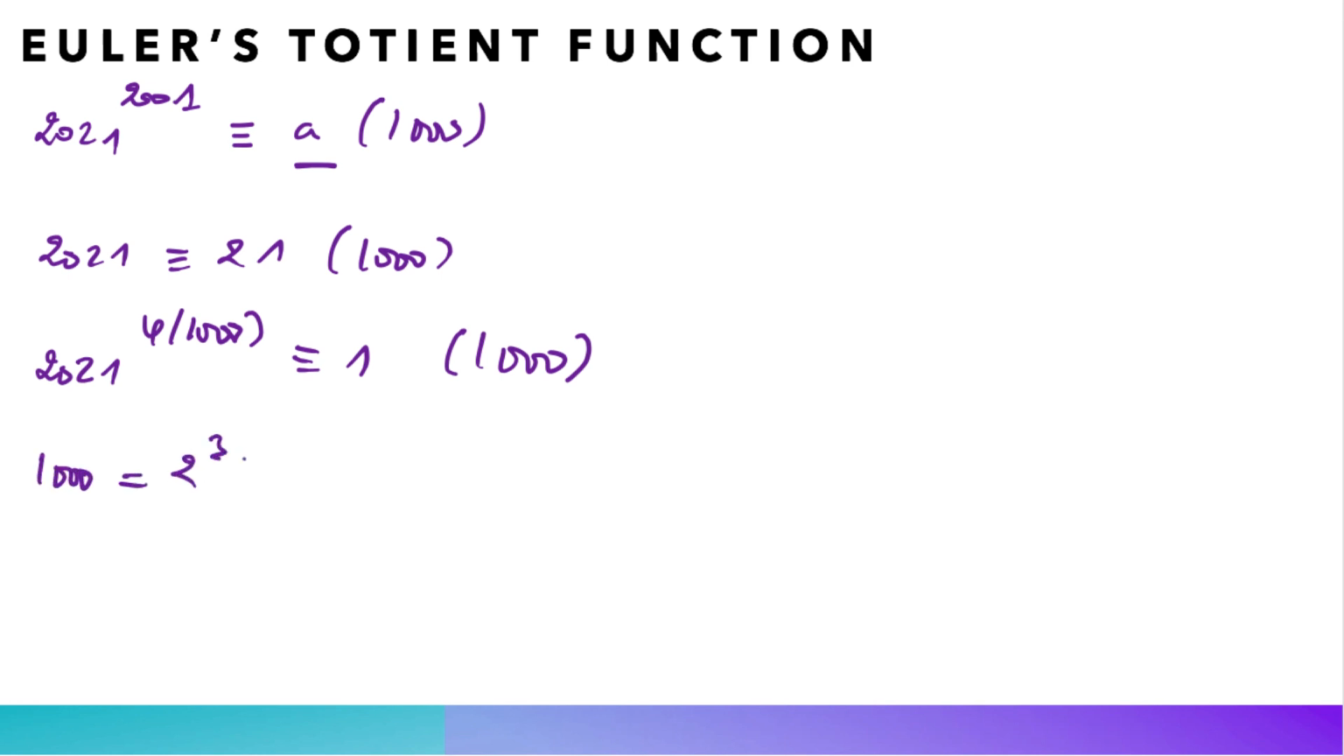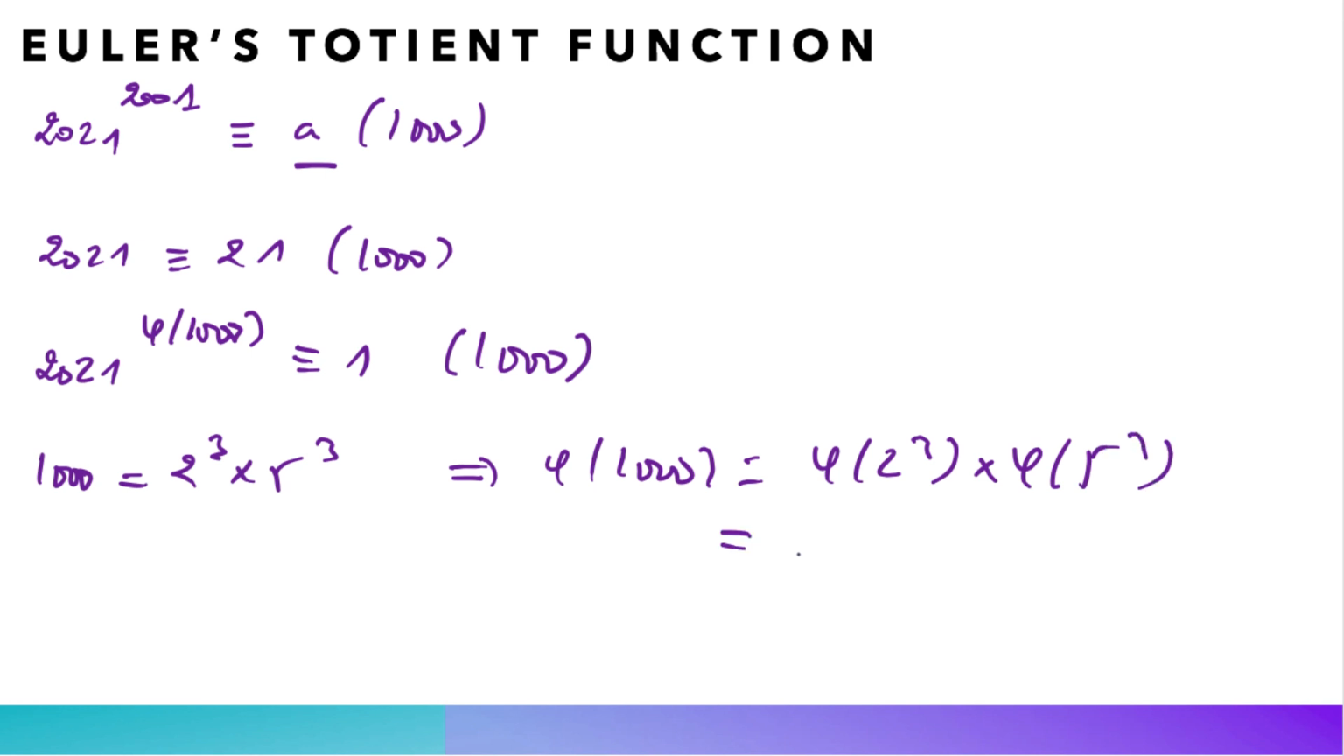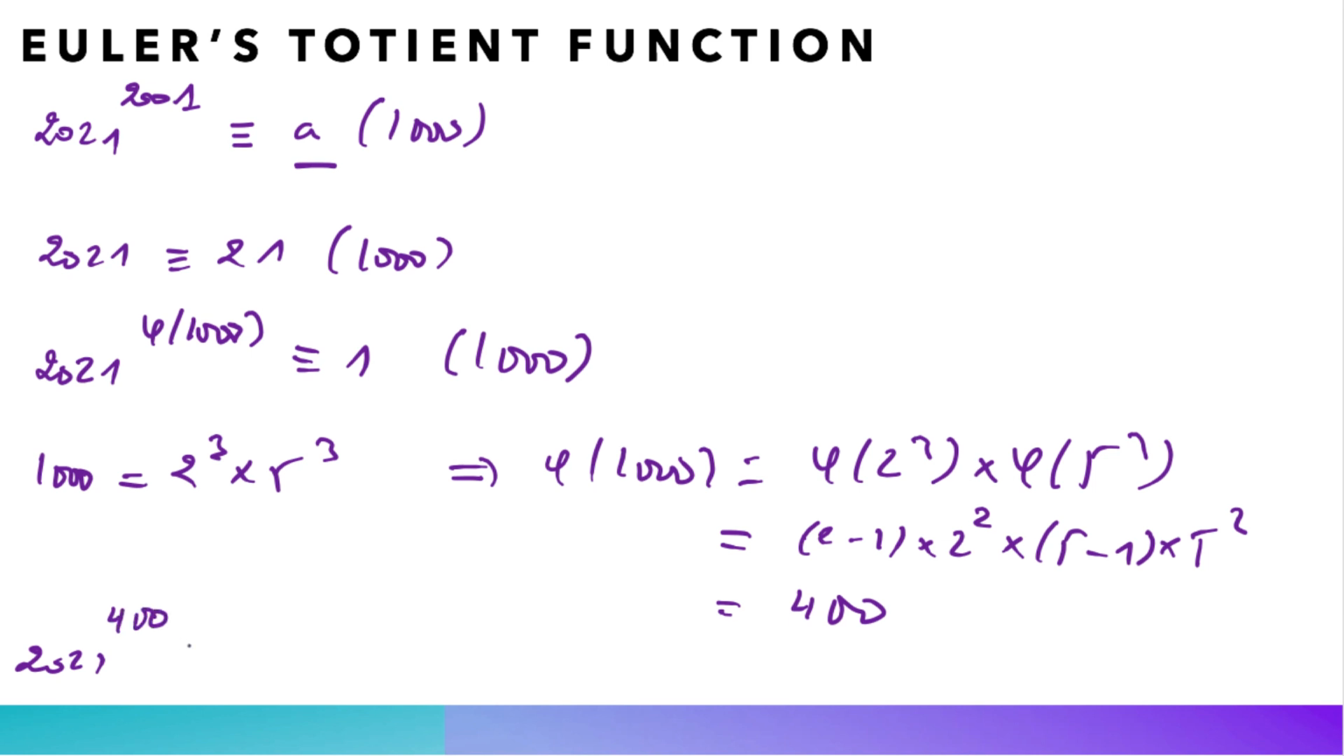Now all we have to do is to compute phi of 1000, and we know that 1000 is equal to 2 cubed times 5 cubed, which yields that phi of 1000 is equal to phi of 2 cubed times phi of 5 cubed, which gives by the properties of phi that this is equal to 2 minus 1 times 2 squared times 5 minus 1 times 5 squared, which is equal to 400. Great, so this means that 2021 to the power 400 will be congruent to 1 modulo 1000.